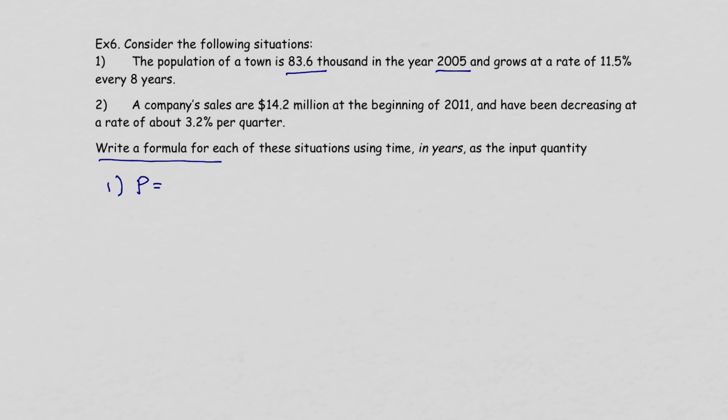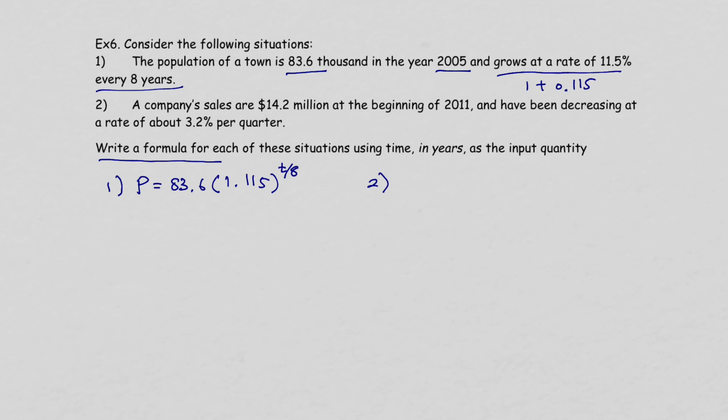83.6 thousand. So that will be the initial value. And then it was growing at the rate of 11.5, so it will be 1 plus 0.115. So it will be 1.115. And it said every 8 years. Every 8 years. So that will give you t over 8. And that's how you're going to build the equation for example 1.